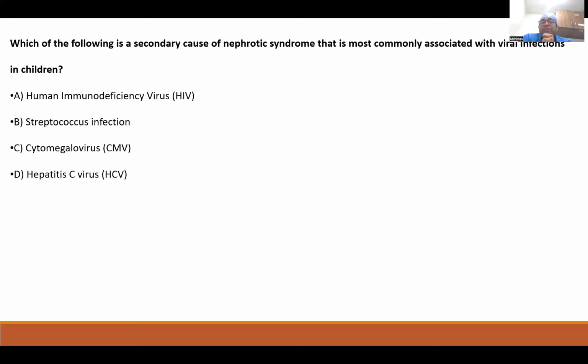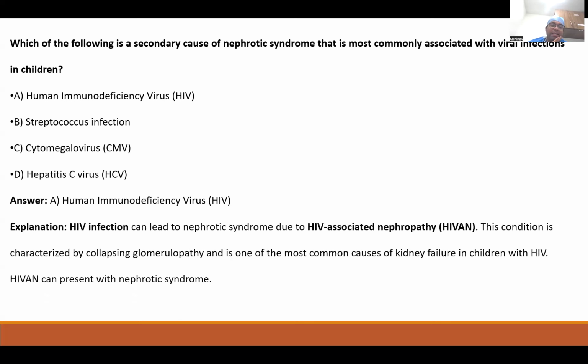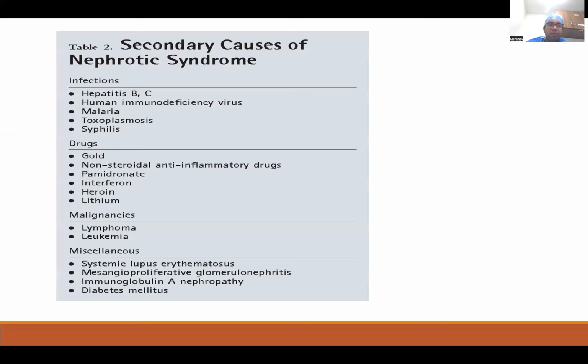So, which secondary cause of nephrotic syndrome is most commonly associated with viral infection? Which virus among A, B, C, D? B is not a virus, so it is among A, C, or D. So which one? The answer is HIV. HIV related nephrotic syndrome is known as HIVAN, HIV associated nephropathy. This is from the Nelson textbook.